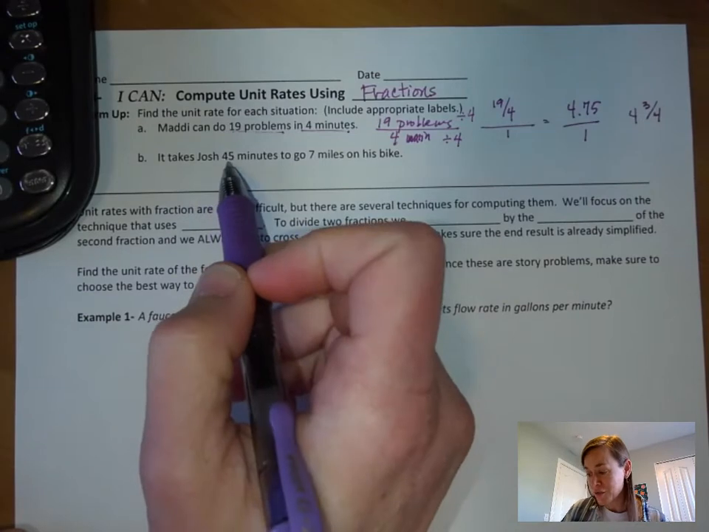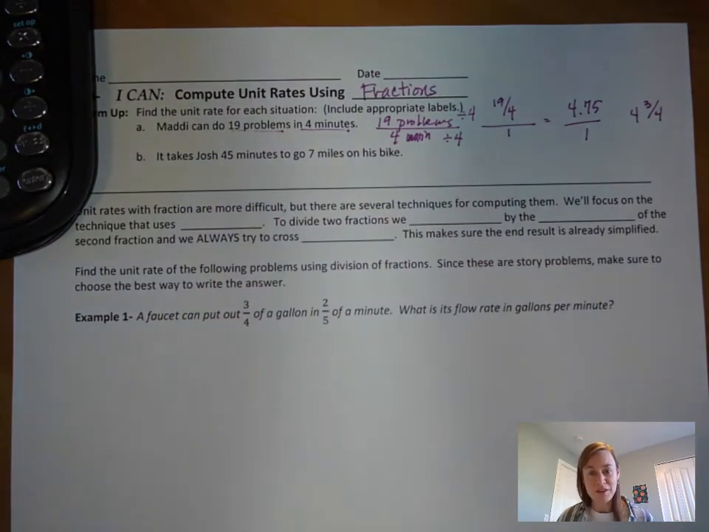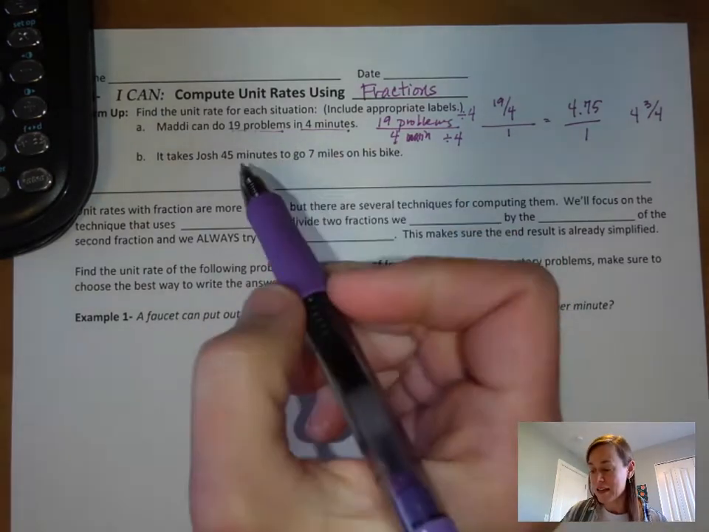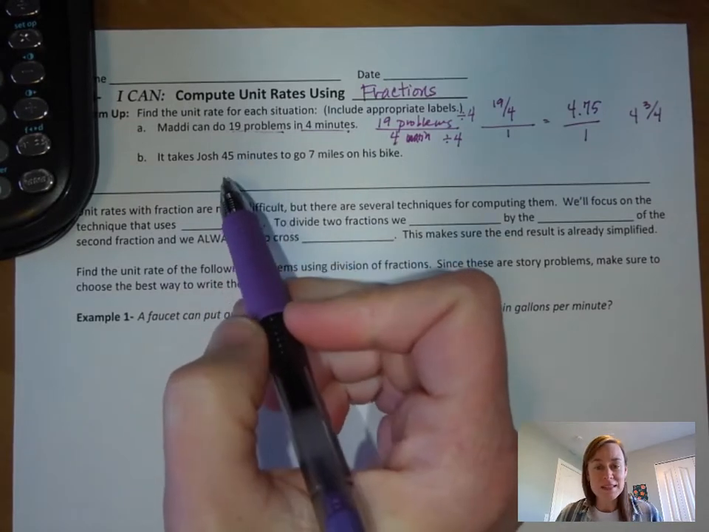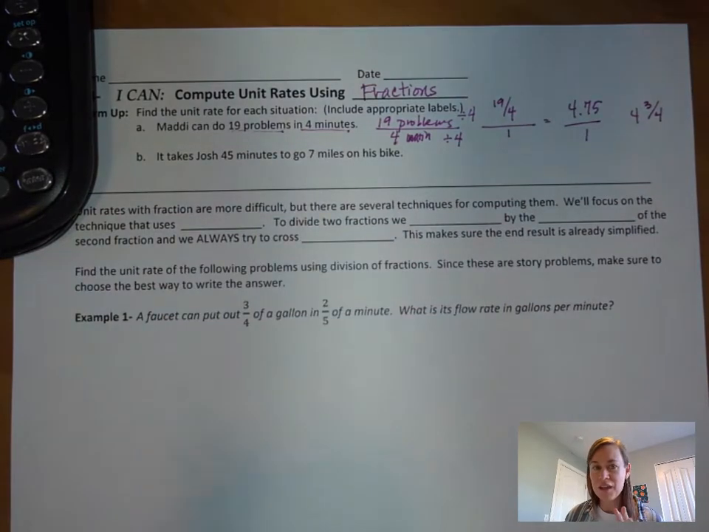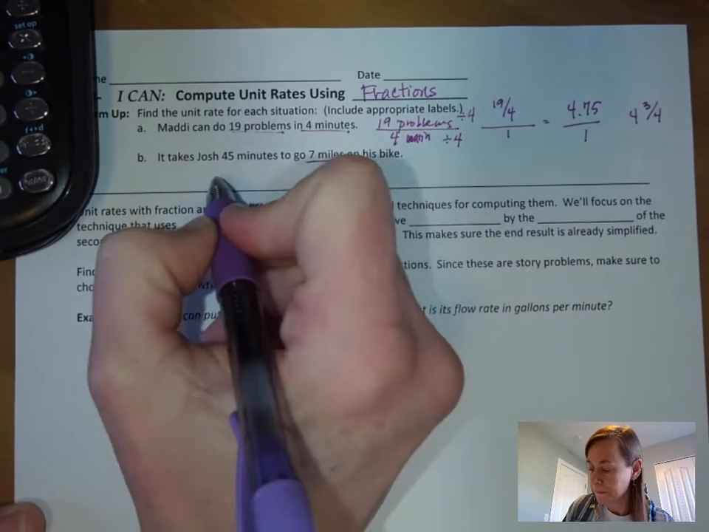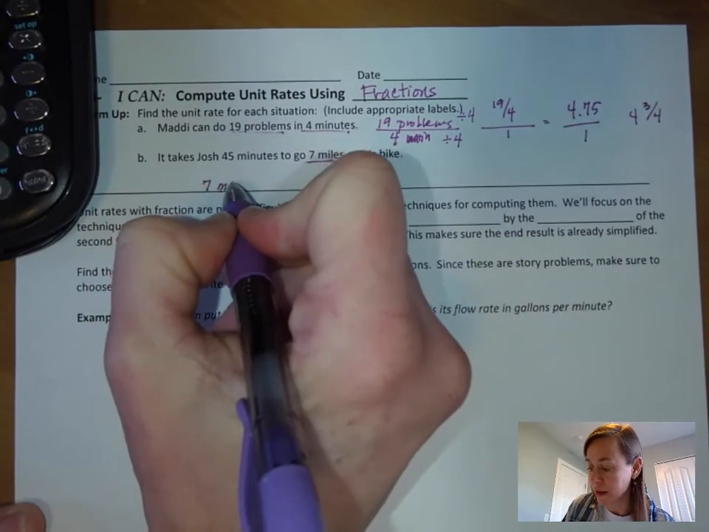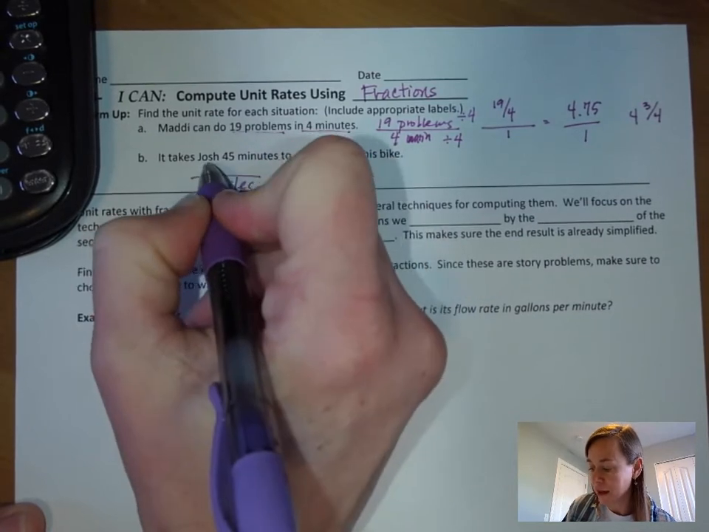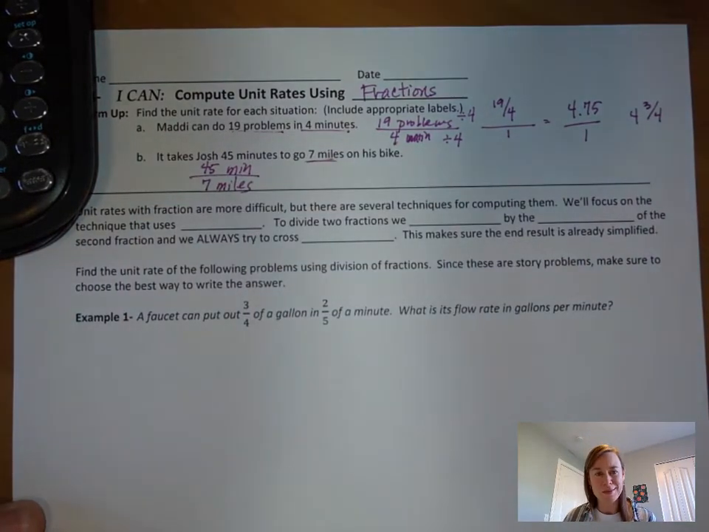It takes Josh 45 minutes to go 7 miles on his bike. So what information are we trying to figure out here? This one could kind of go both ways. But the way I'm seeing it, we want to figure out how many minutes it takes Josh to go 1 mile on his bike. So if we're trying to figure out how many minutes it takes him to go 1 mile, then we need to put the miles on the bottom, right? Because that's the number that's going to go to a 1. And then the 45 would go on top. 45 minutes for 7 miles.